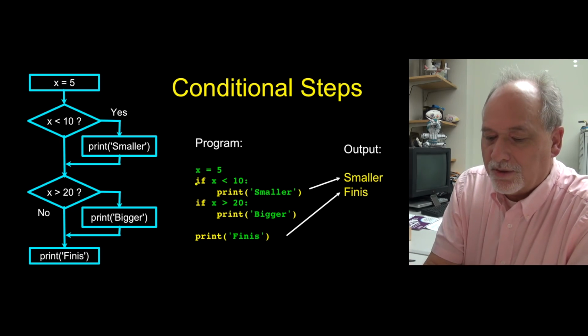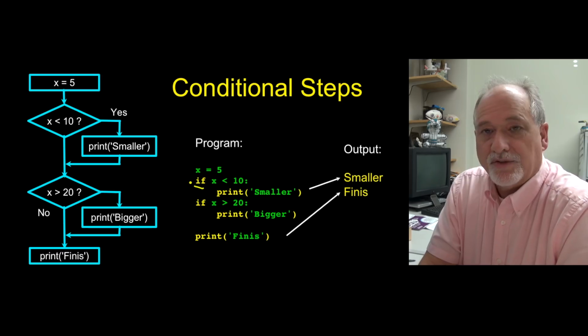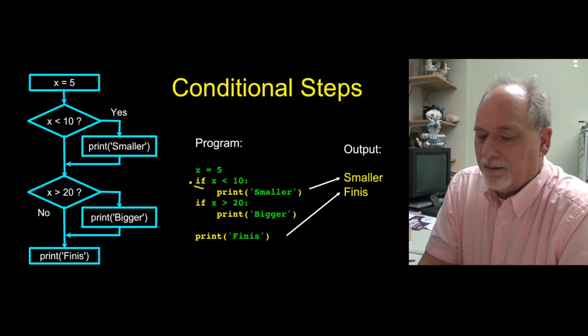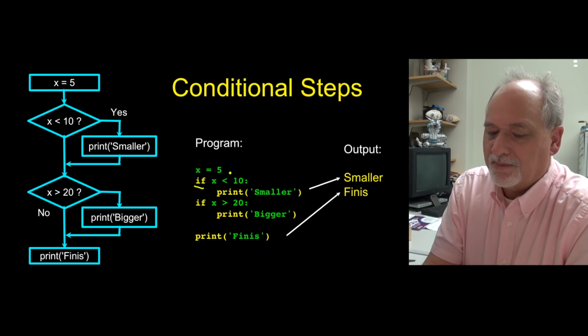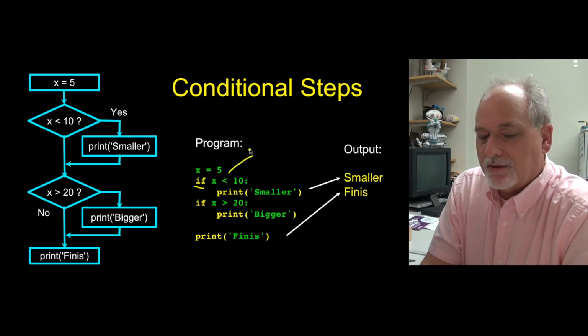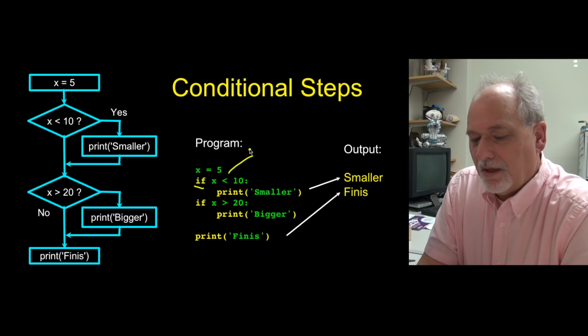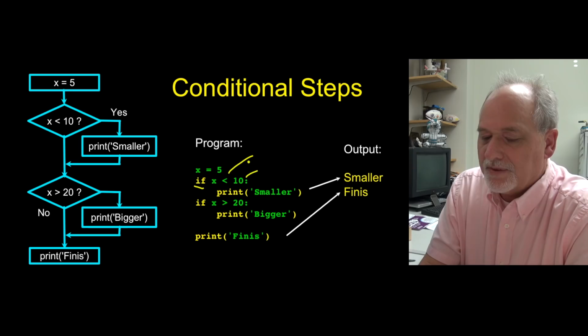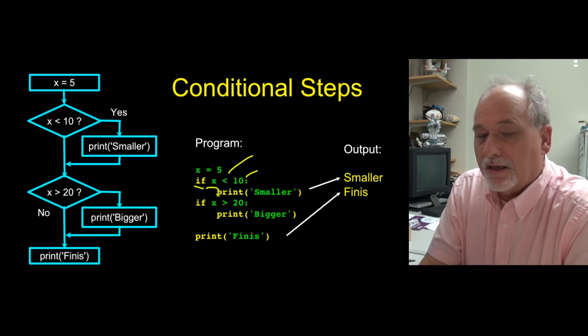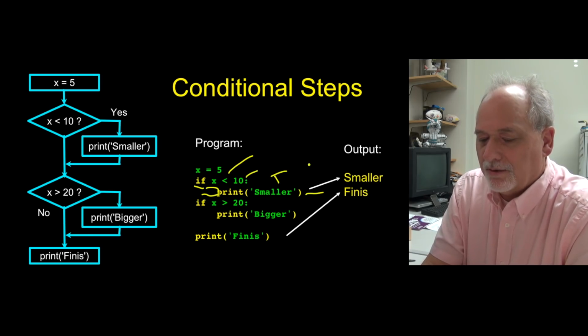So the conditional steps in Python are pretty straightforward. The keyword that we're going to use is the if statement. And so if is a reserved word, and the if statement has as part of it a question that it asks, and this is asking if x is less than 10. And the colon is the end of the if statement, and then we begin an indented block of text. This line is the conditional line. If the question is true, the line executes, and if the question is false, the line is skipped.